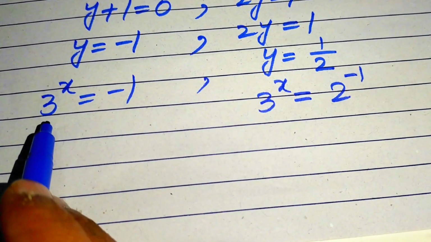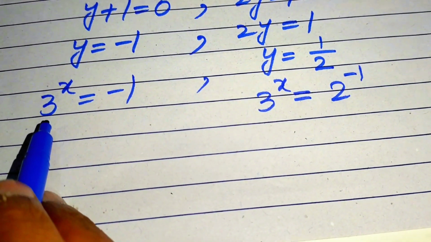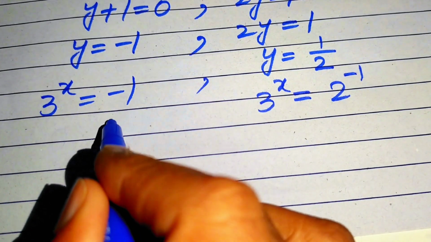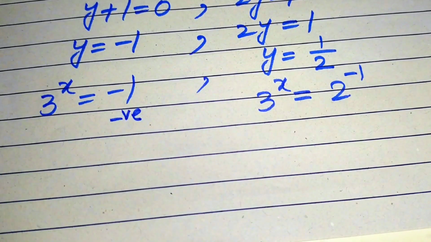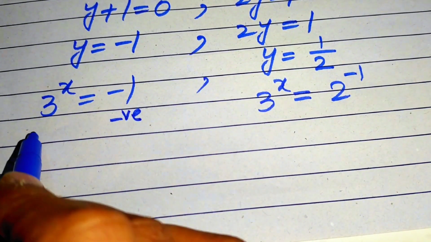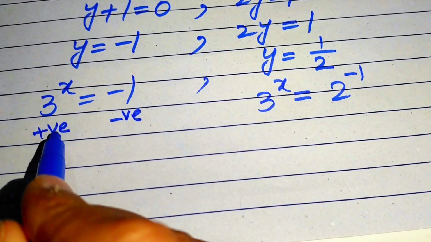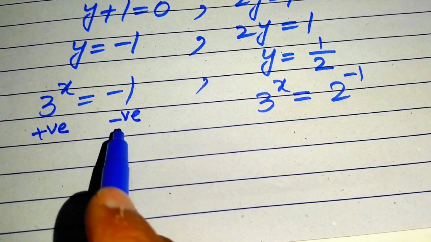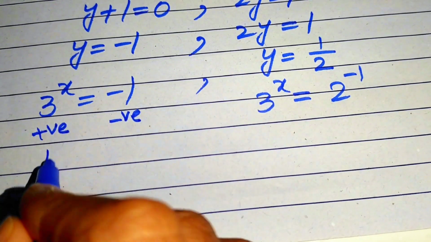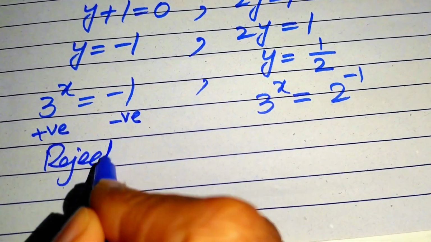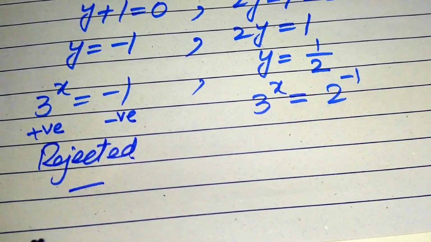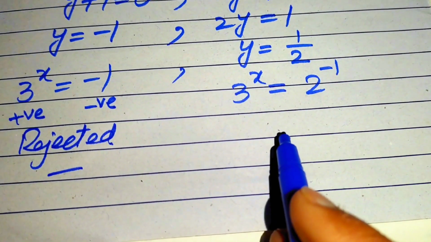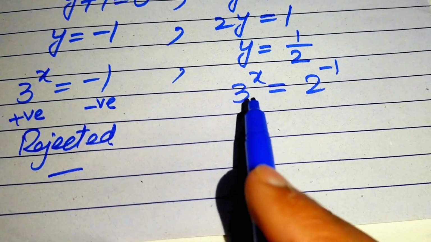So here you see that on the left hand side we have an exponential function and on the right hand side we have a negative number, and you know that an exponential function always gives us a positive value, so it cannot be possible for an exponential function to equal some negative value. So we reject this case because it is not possible. And now we proceed with this case only.